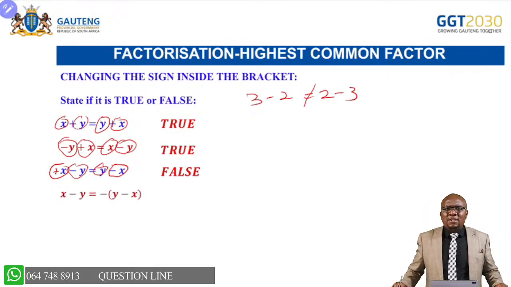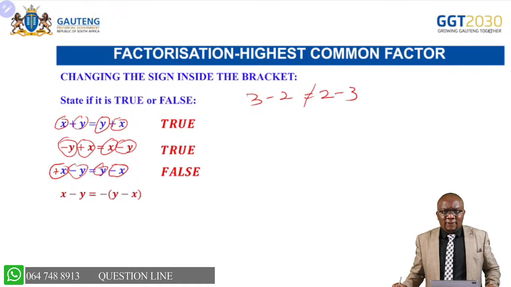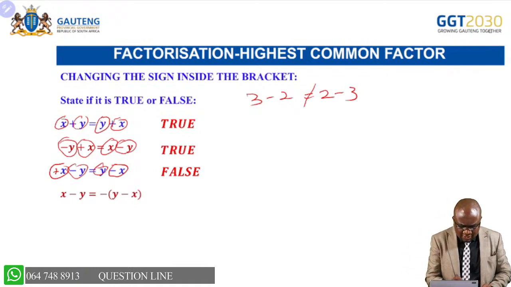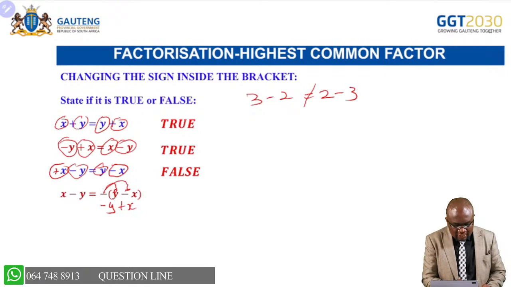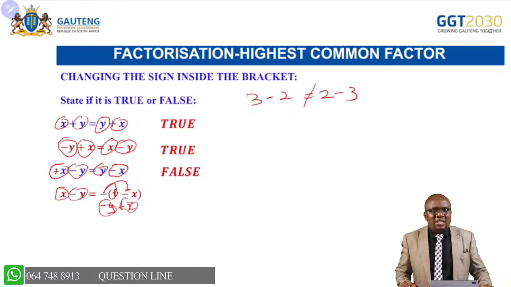But what about this one? What do you think? Are these two equal? True or false? It should be true. Do you believe it? You don't believe me? Right, let's see. Let's try to expand this. What is negative 1 times y? You're getting negative y. What is negative 1 times negative x? You're getting positive x. Do you see that? Positive x this side, positive x this side. Negative y this side, negative y this side. So this statement is actually true.